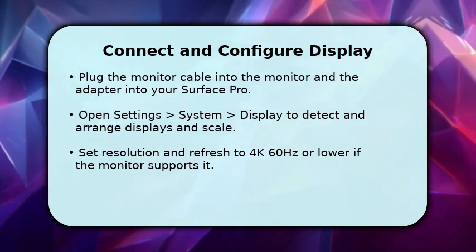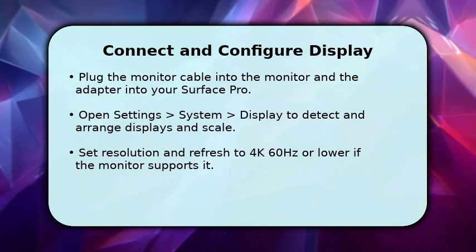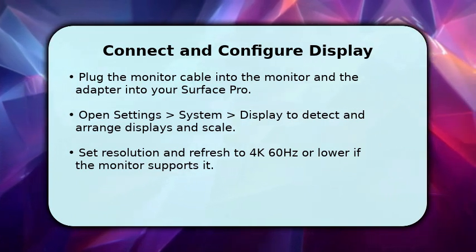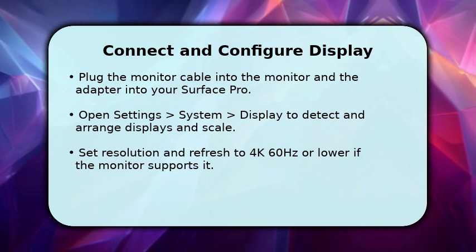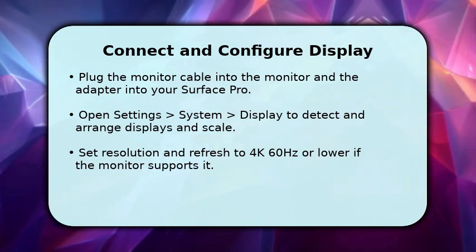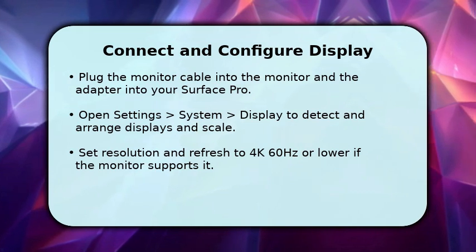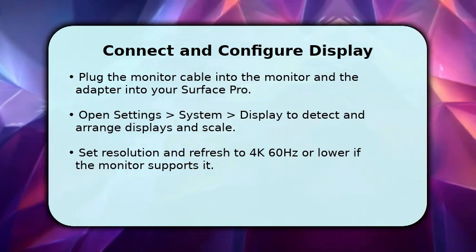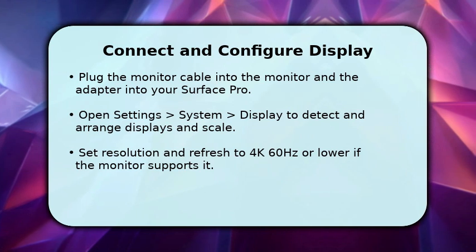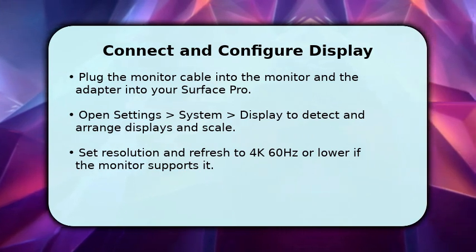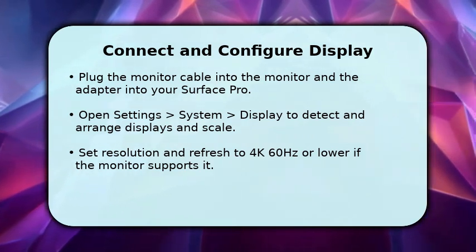On your Surface, open Settings, then go to System, then Display to detect the monitor. Use Detect if the screen does not appear automatically. Arrange the displays and choose Extend or Duplicate as you prefer. Set the display resolution and refresh rate to match monitor capabilities like 4K at 60Hz.